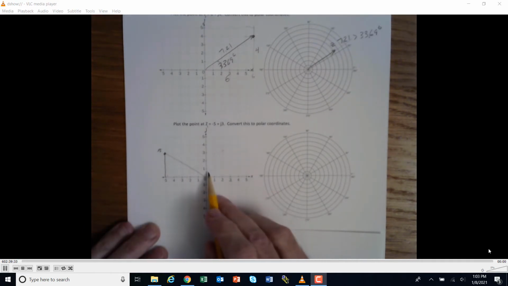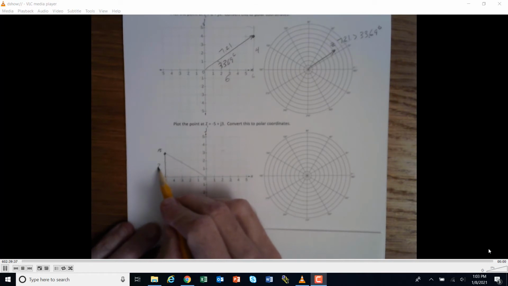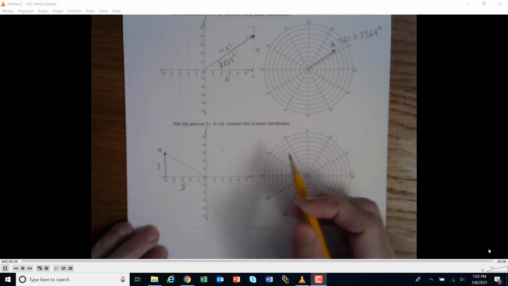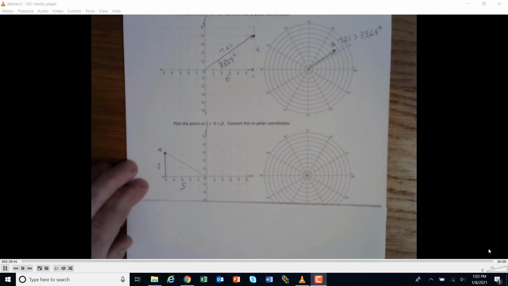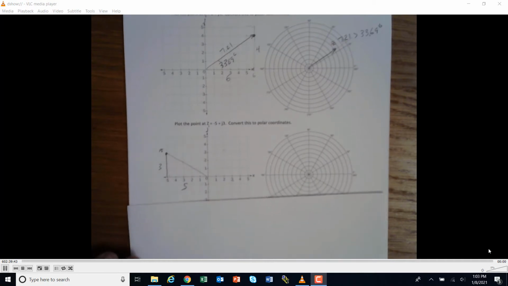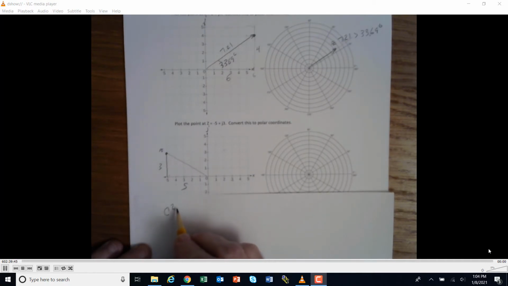All right, so what do I have? I have that this side is 3 and this side is 5. So I can get my hypotenuse by going c squared is equal to a squared plus b squared. So c squared equals a squared, which is 3 squared, plus 5 squared. Looks like c squared is equal to 3 times 3 is 9 plus 25.